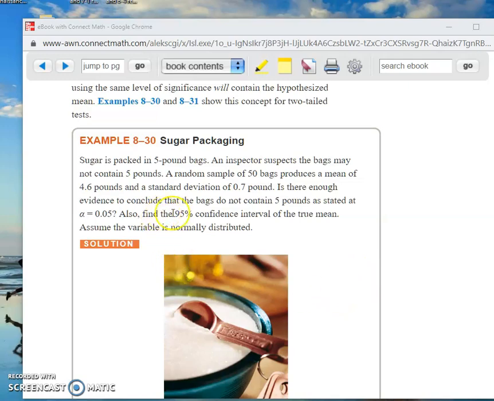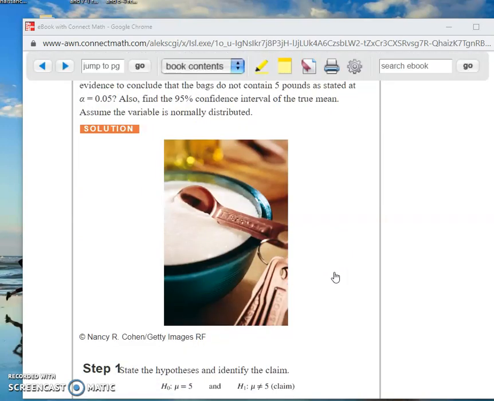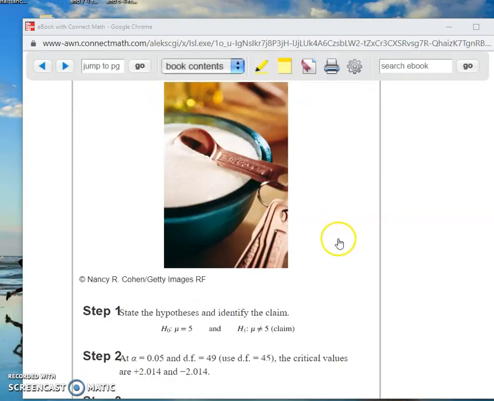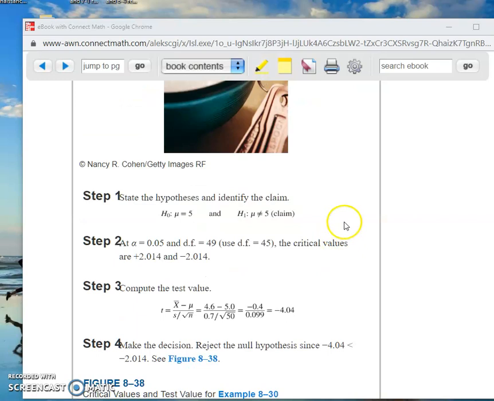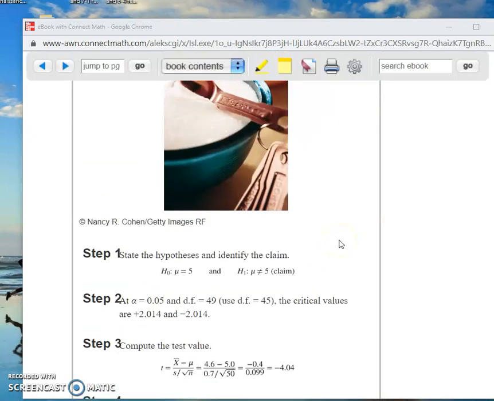Then they also say, let's find the 95% confidence interval for the true mean, and assume the variable is normally distributed, so we can do all of our nice easy tests, okay? The very first thing we're going to do is test the hypothesis that mu is equal to 5. That's my null hypothesis. That's my status quo. That's what I think is true. That's what they say, so I'm going to assume that it's true. Our alternative hypothesis is that mu is not equal to 5.